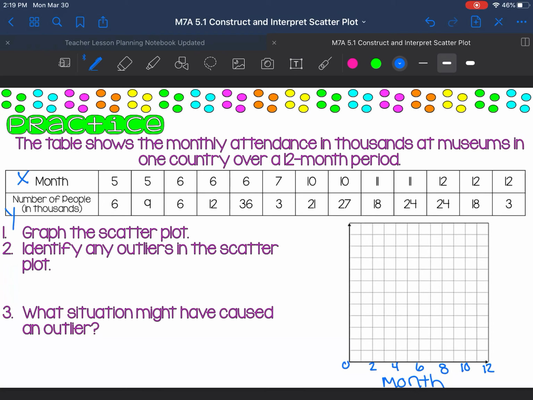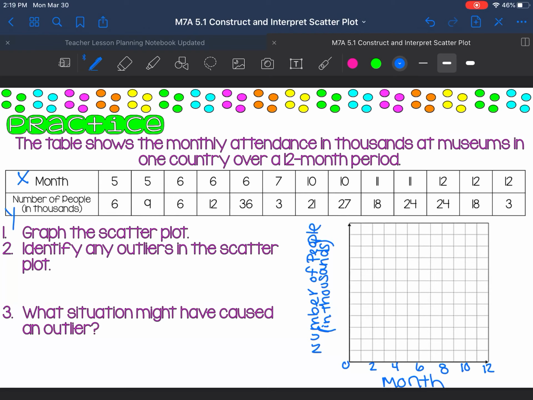All right, so now I know that my Y's are going to be the number of people in thousands. So I'm going to write number of people. Make sure you also write that in thousands underneath it. That way when people are looking at your data and your graph, they are able to see and understand just how many people, because 6 people didn't visit in the month of May, 6,000 people.